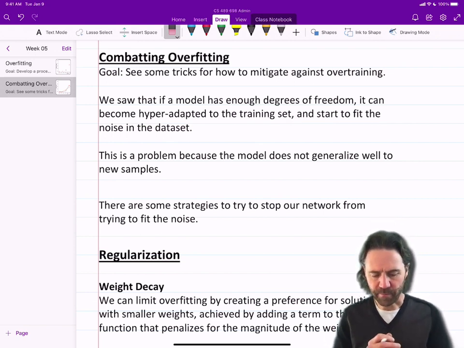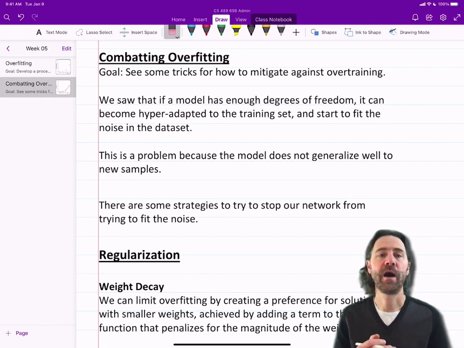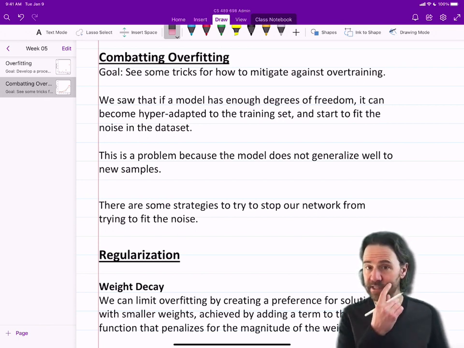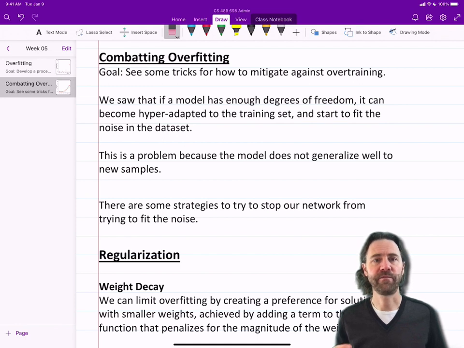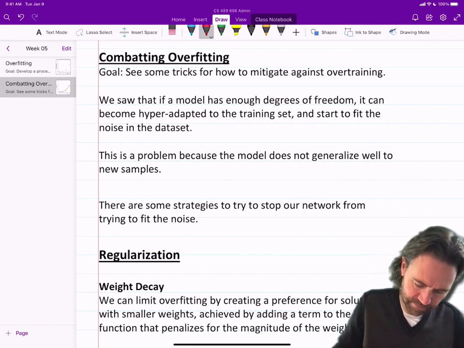So we saw that if a model has enough degrees of freedom, it can become hyper adapted to the data set, the training set, and start to fit the noise in the training set. And in that case, what you see is that the training error is very small.